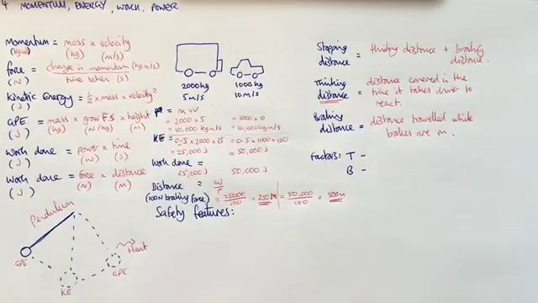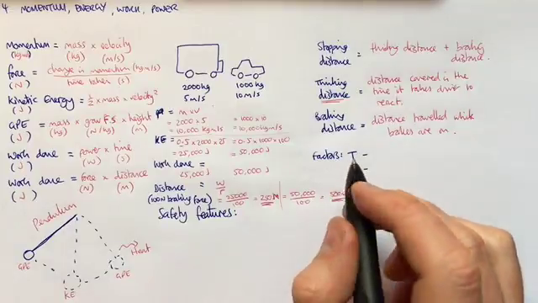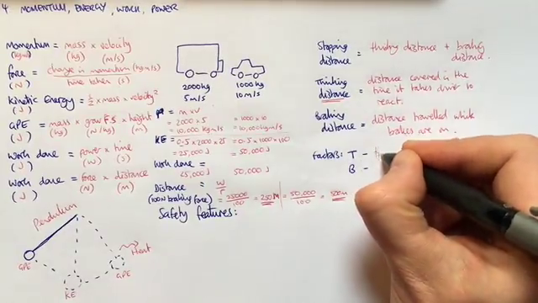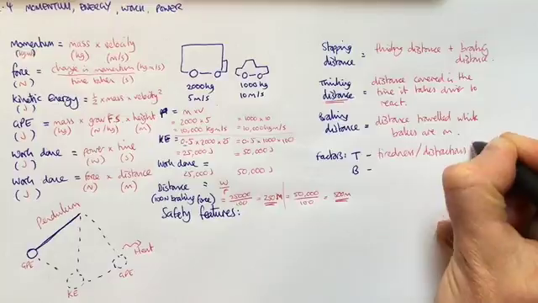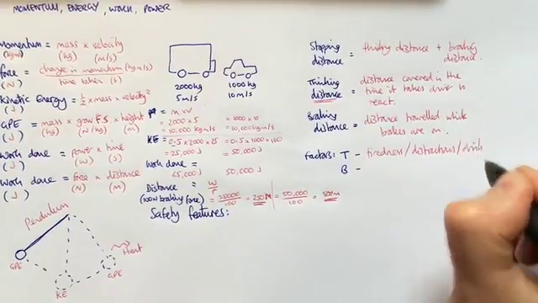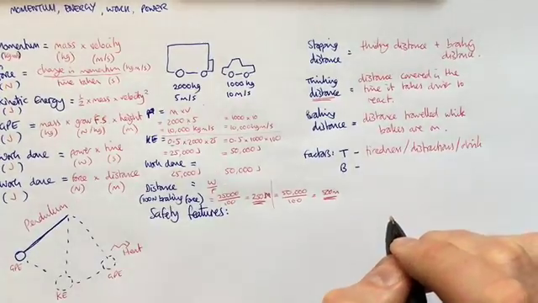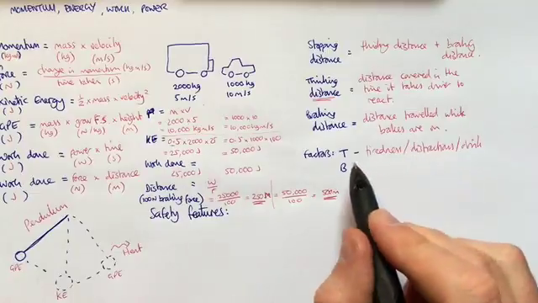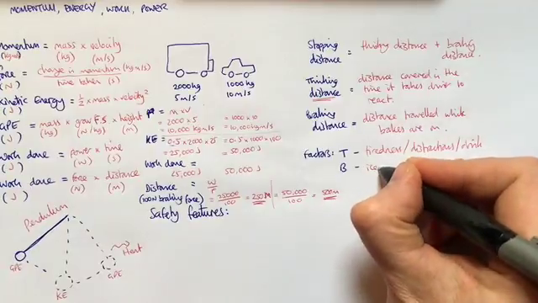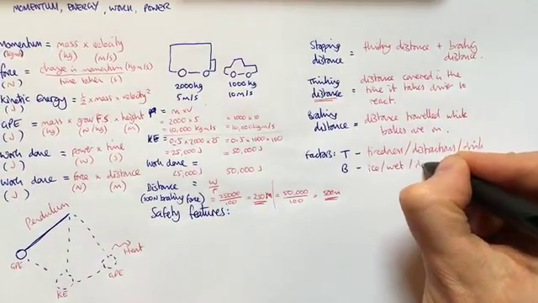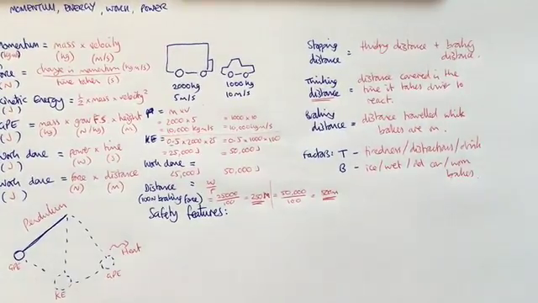You might also be asked about factors that affect thinking distance and braking distance. So thinking distance are things to do with the driver, like tiredness, distractions, drink or drugs is often a common one mentioned. So anything to do with the driver, age could come into it, experience, anything you can think of to do with the driver, those are thinking distance factors. Braking distance are more to do with the car and the conditions, so icy conditions, wet road, old car, worn brakes, worn tyres, those kind of things.